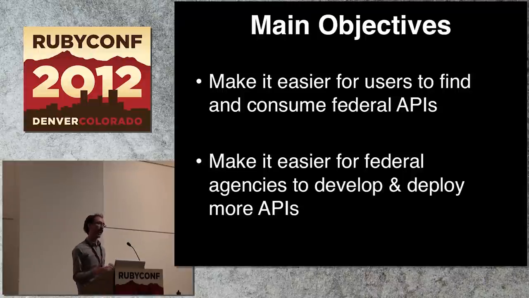are to tackle two things. On the one hand, they want to make it easier for users, like a lot of you, to find and consume federal APIs. There are some out there already, but a lot of times they're not easy to find. You might be interested in some data, but it's hard to find through the bureaucratic websites that are government websites.